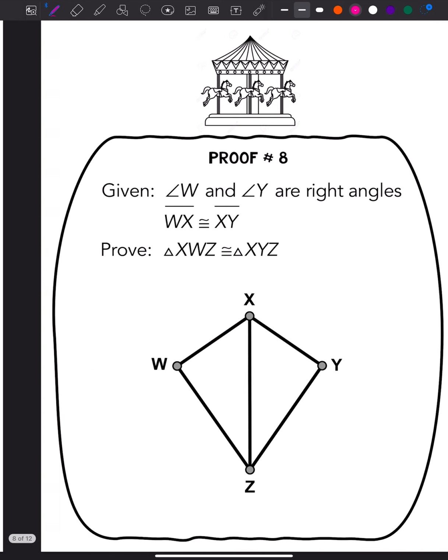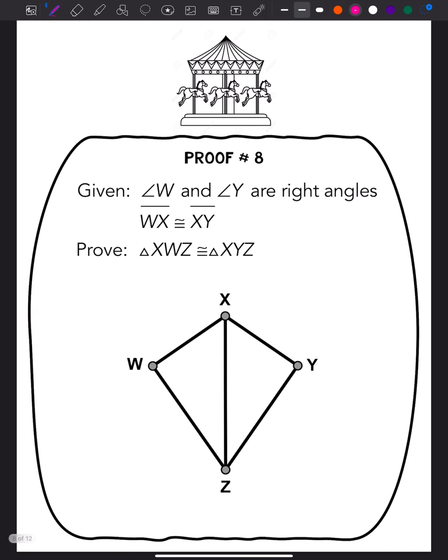And then my last one that we're going to do is we're proving that triangle XWZ is congruent to triangle XYZ. So this is what I'm being asked to prove. And I'm going to write down my options: side, side, side, side, angle, side, angle, side, angle, angle, angle, side, and hypotenuse leg. So let's go ahead and write down our givens.